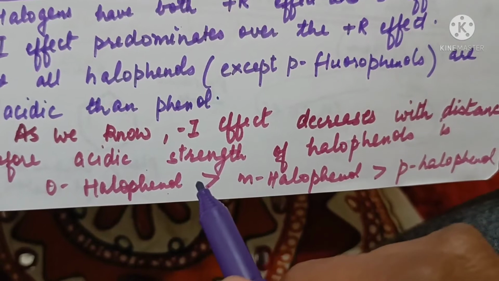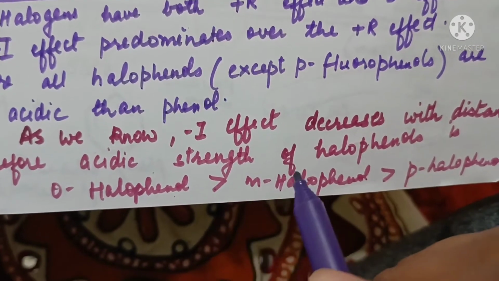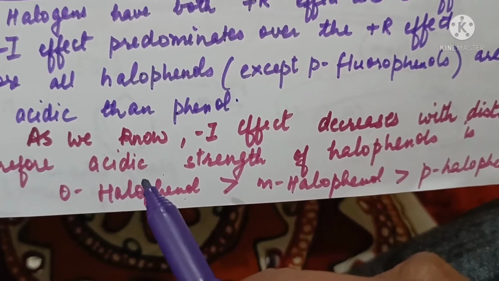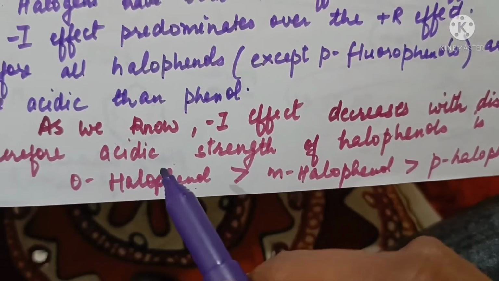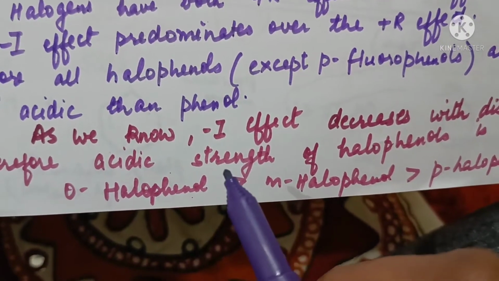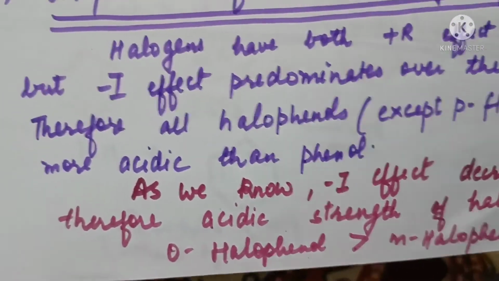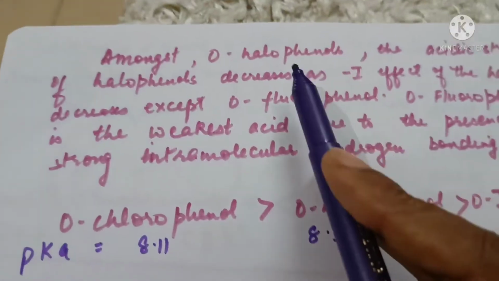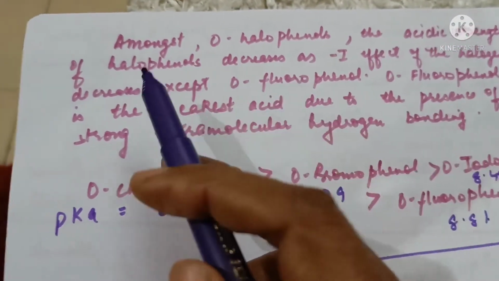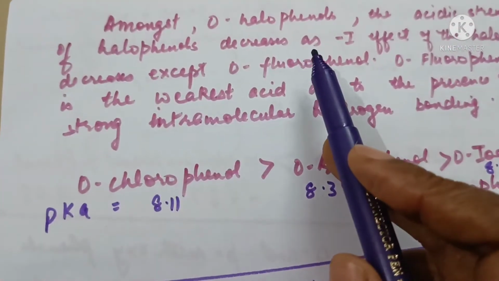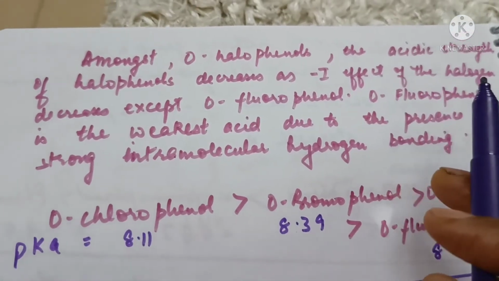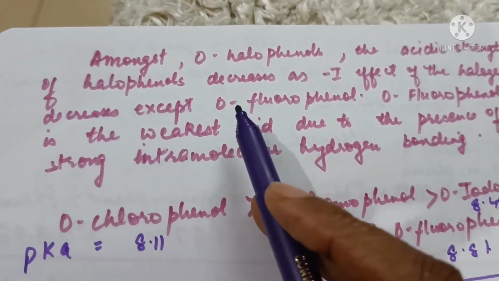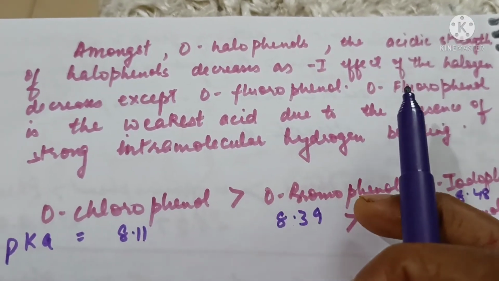ortho-halophenol will be more acidic than meta because minus I effect will be maximum. Electron withdrawing effect will be maximum. So this will be a stronger acid than meta-halophenol, than para-halophenol. In ortho-halophenols, the acidic strength decreases as minus I effect of halogen decreases, except ortho-fluorophenol.